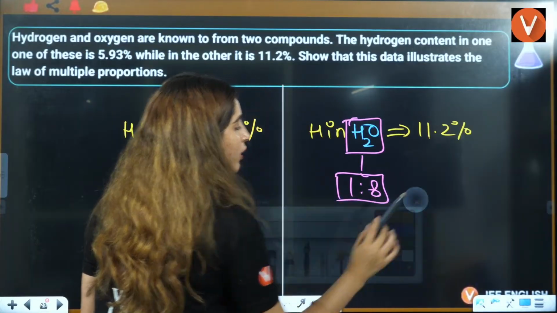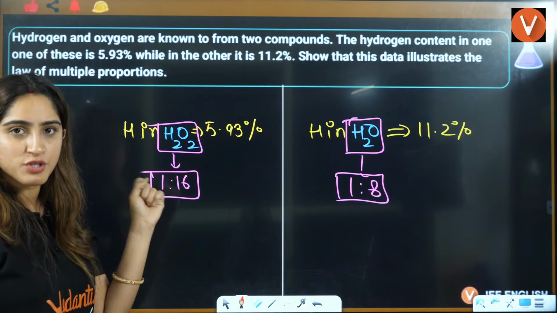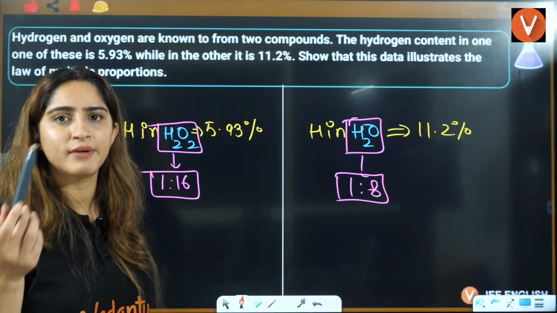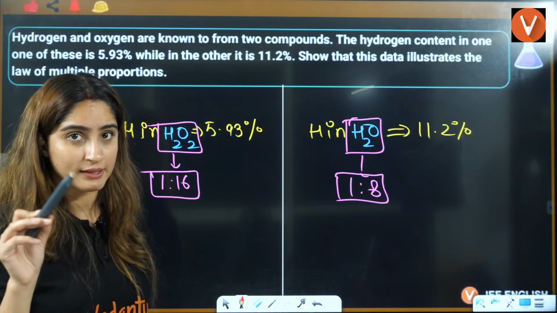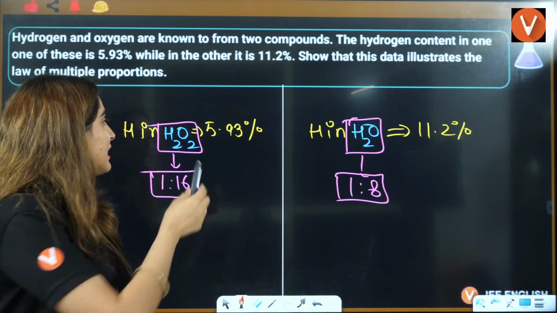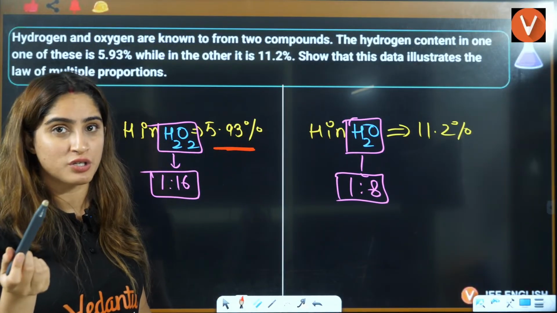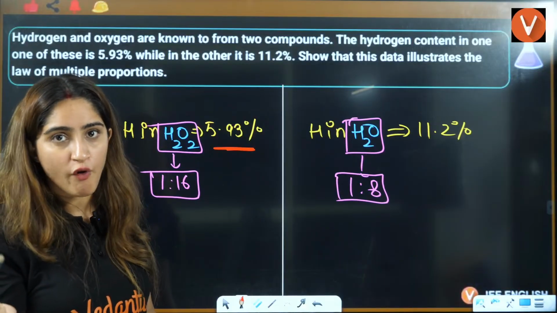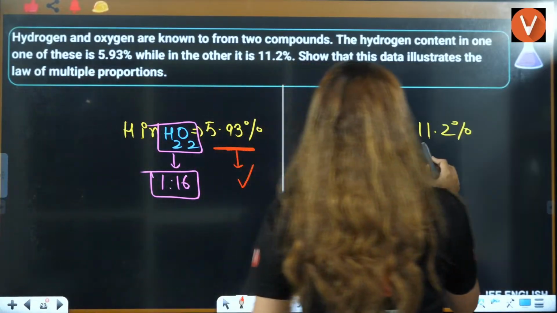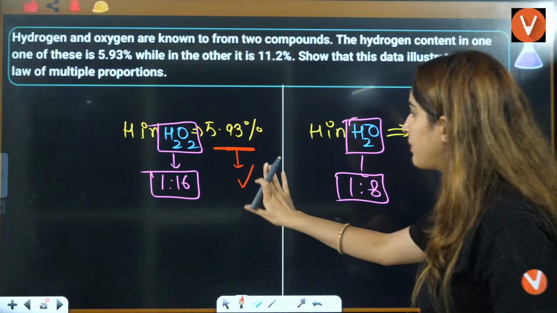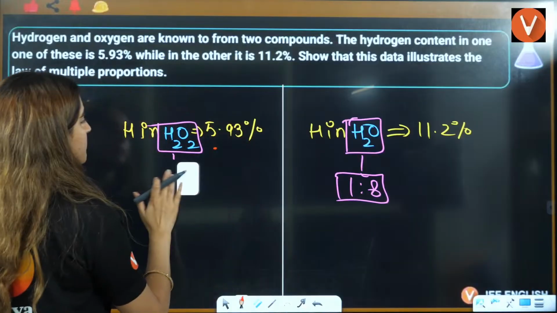So what will be our way of proceeding? We'll fix the amount of hydrogen, some amount, 100 gram, 10 gram, anything you can take, and see how much oxygen it gives us by the unitary method. But for that, you should know the percentage of oxygen. The rest will be the percentage of oxygen, so you subtract it from 100. It is the same as what we did before.